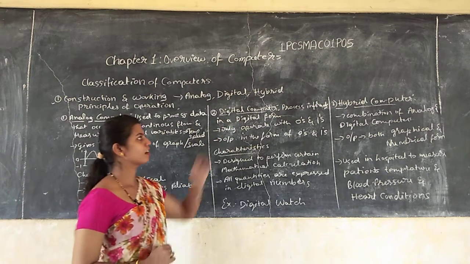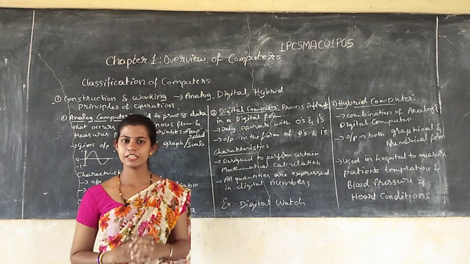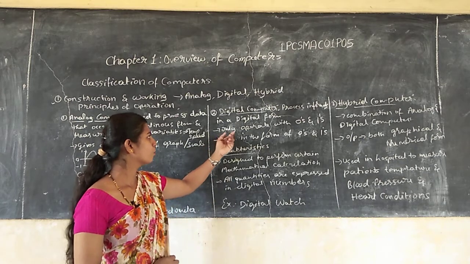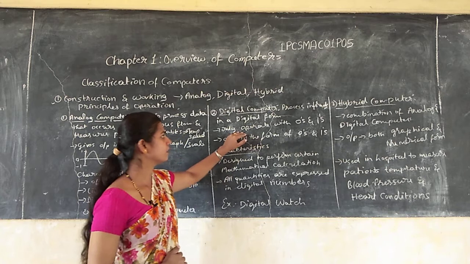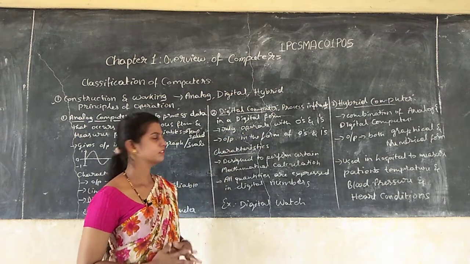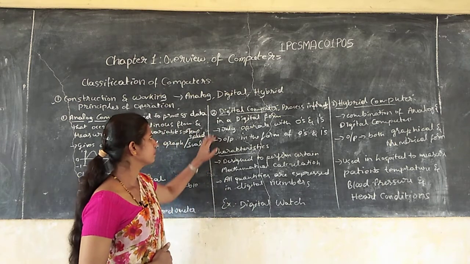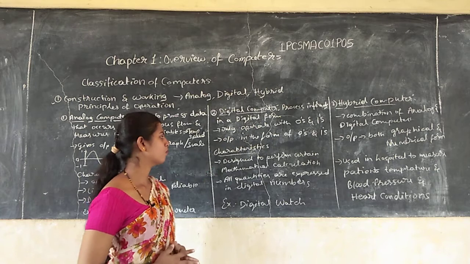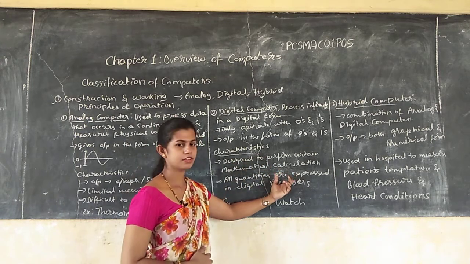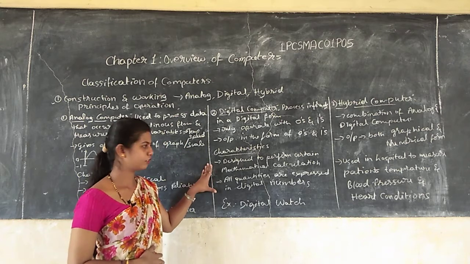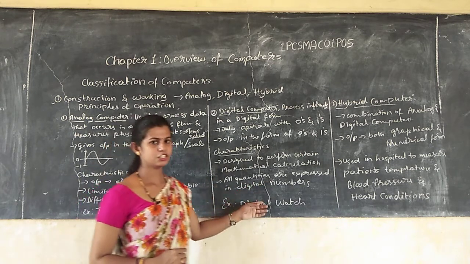Next one is a digital computer. Digital computer processes the information in a digital form, and it only operates with zeros and ones. It will only operate, and it will give the output in the form of only zeros and ones because it processes the information in a digital form. And characteristics of digital computers are it is designed to perform certain mathematical calculation. These digital computers are designed to perform certain mathematical calculation, and all quantities are expressed in digital numbers.